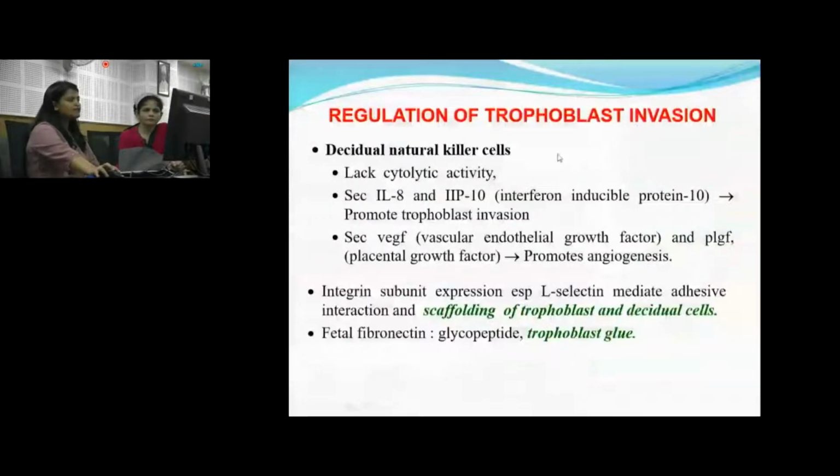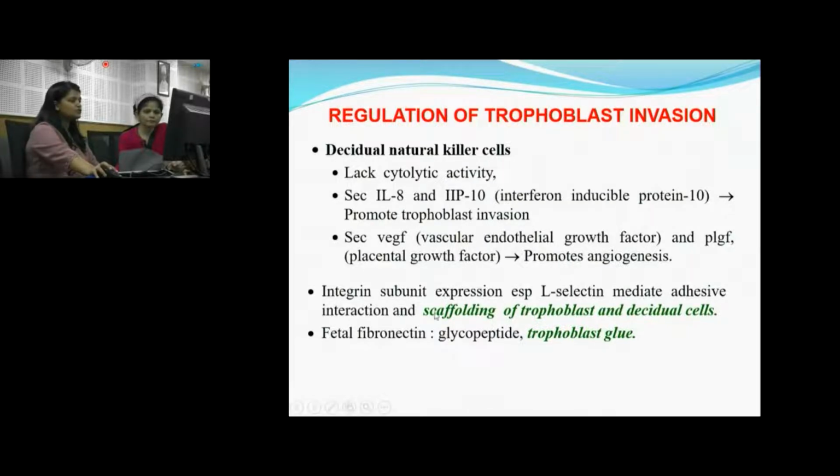Now, how does the regulation of this trophoblast invasion happen? There are many things which promote the invasion, and then there is a check to it. Decidual natural killer cells lack cytolytic activity. They secrete interleukin 8 and IP10, which is interferon inducible protein 10. This promotes trophoblast invasion, and they also secrete VEGF, that is vascular endothelial growth factor, and PLGF, placental growth factor. This promotes angiogenesis.